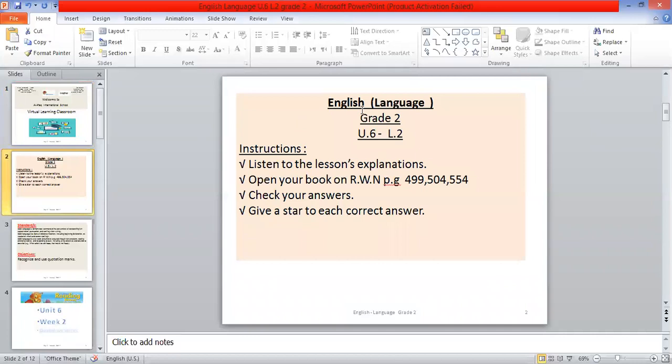Our lesson today, English language for grade 2, unit 6, lesson 2, instructions. Listen to the lesson's explanations. Open your book on RWN page 499, 504, 554. Then you have to check your answers. After that, you have to give yourself a star to each correct answer.